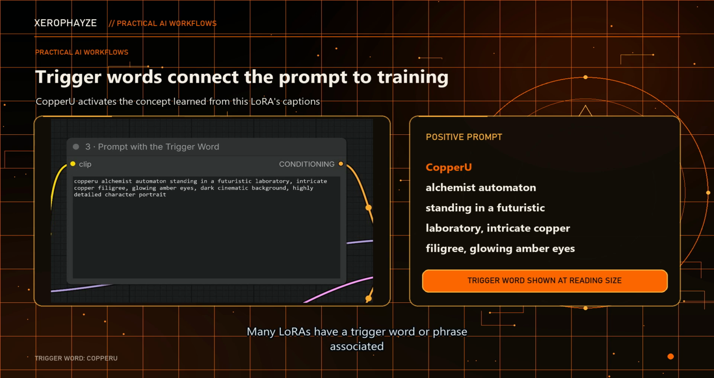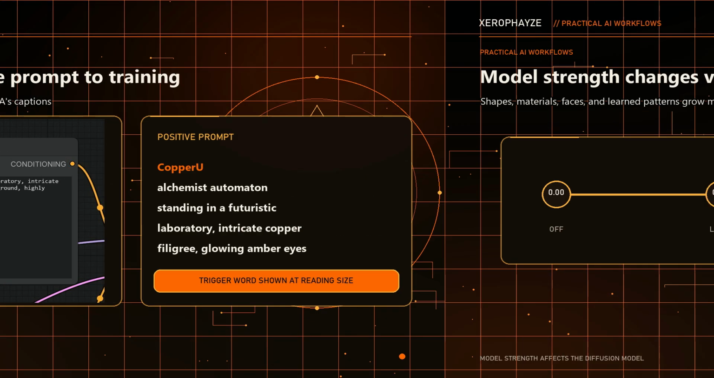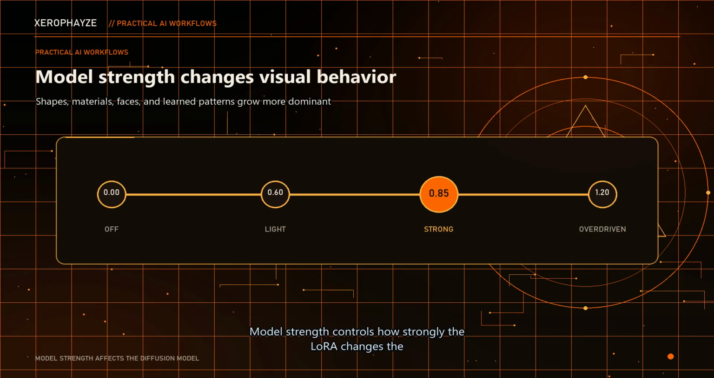Many LoRas have a trigger word or phrase associated with their training captions. This one uses CopperU. Putting that term in the positive prompt helps the modified clip system connect our request to the learned concept. A LoRa may still influence an image without its trigger, but the intended concept can become weaker or less predictable. Model strength controls how strongly the LoRa changes the diffusion model itself.